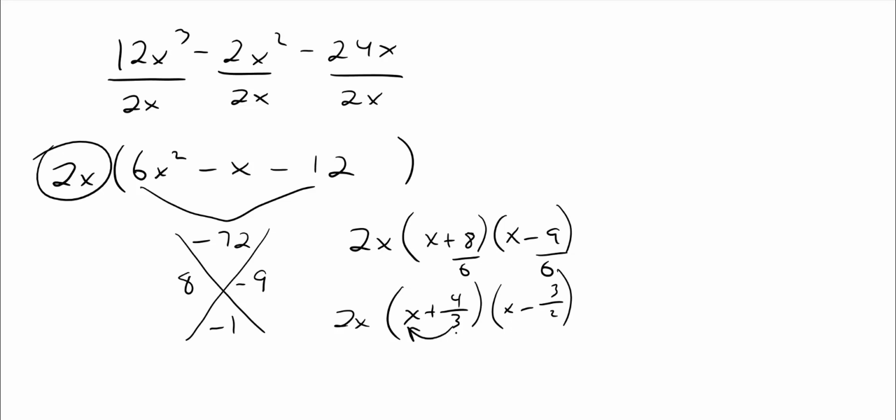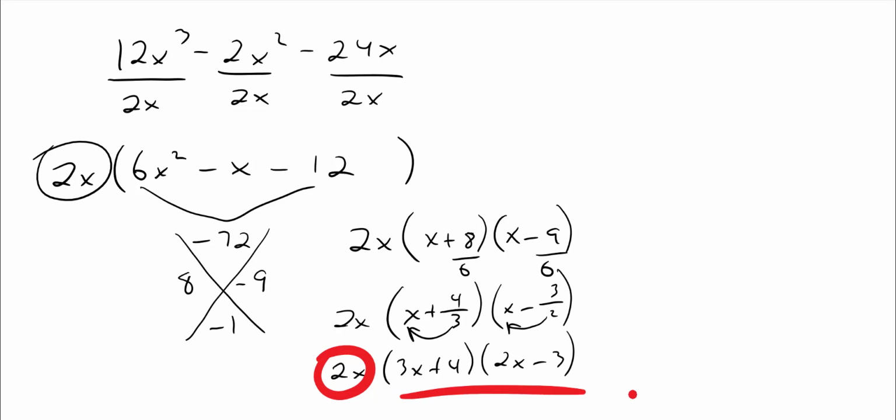Okay, and then you slide it over. So 2x, and that's 3x plus 4, and 2x minus 3. Okay, and that's the answer to that problem. So you got to have everything in here, guys. You got to keep that 2x in there, and then you have to factor the rest of it, and you're done with the problem. Okay? All right, so let's try another one here.